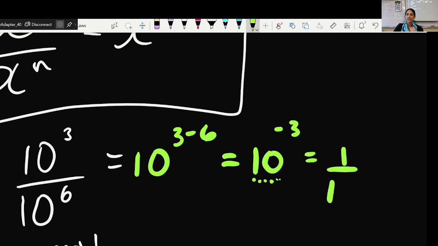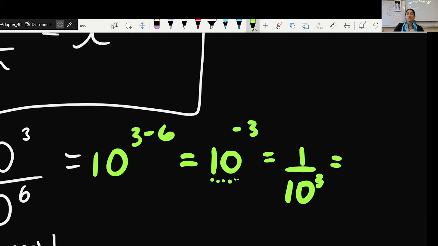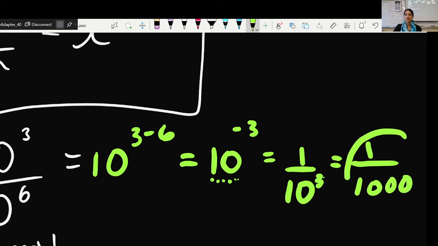So 1 over 10, and then that becomes to the power of +3. And what is 1 over 10 to the 3? What is 10 to the 3? Basically, the 3 tells us how many zeros we have. So it's 1 over 1,000. Good?